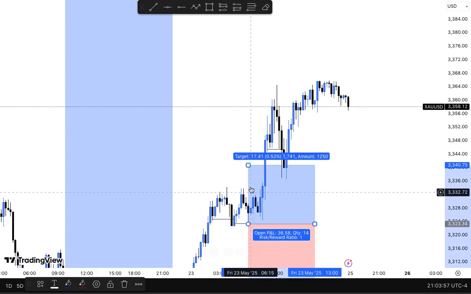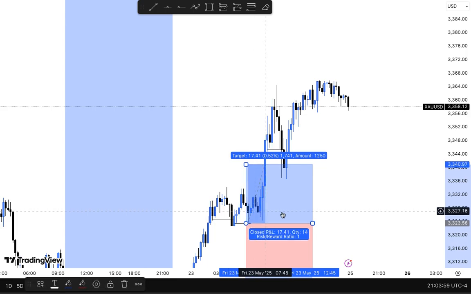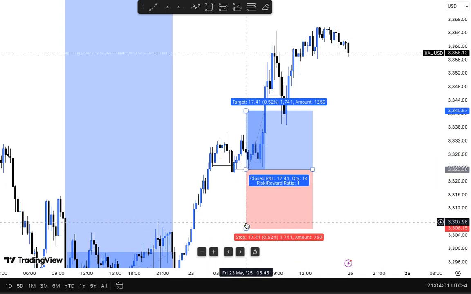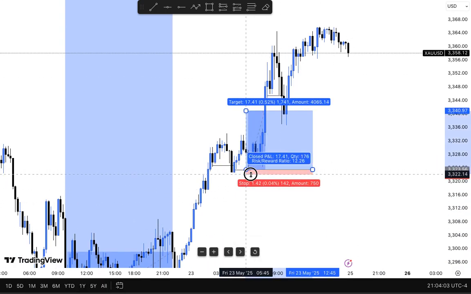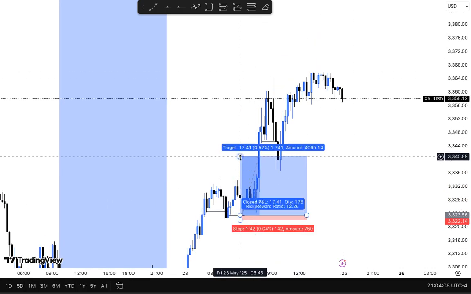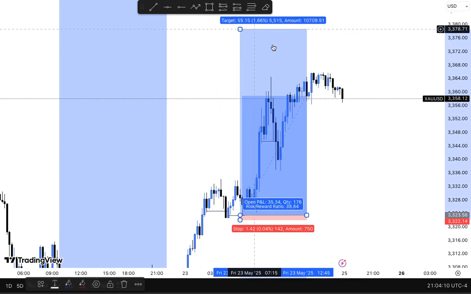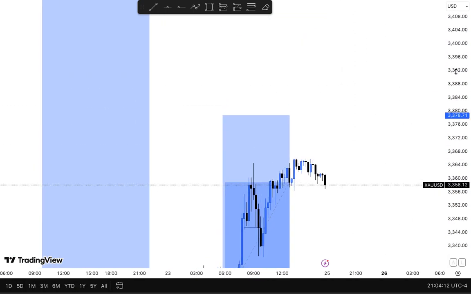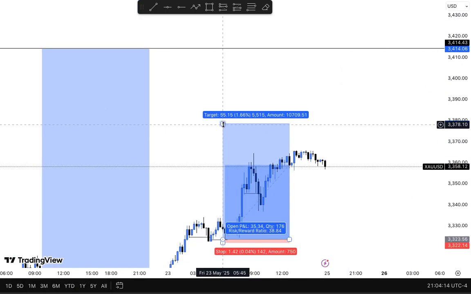Then you would enter your trade from this side or set your buy limit. Then your stop loss would be here. So this is how I usually take my sniper entries. You get me? Then you set your TP to where you've been targeting already.